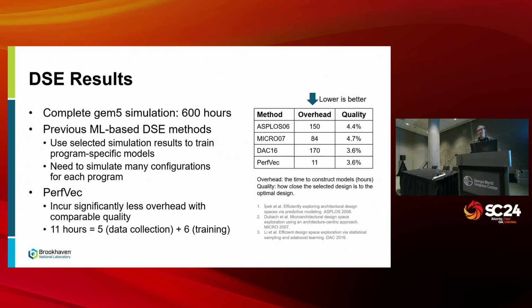11 hours, because we only need a very small amount of training data, because the pre-trained instruction representation model is generalizable across all these configurations here. And in the meantime, we have comparable quality compared with previous work. Again, this is a small design space evaluation. We expect that when the design space evaluation becomes larger, the performance benefit of ProVac will be even more significant.